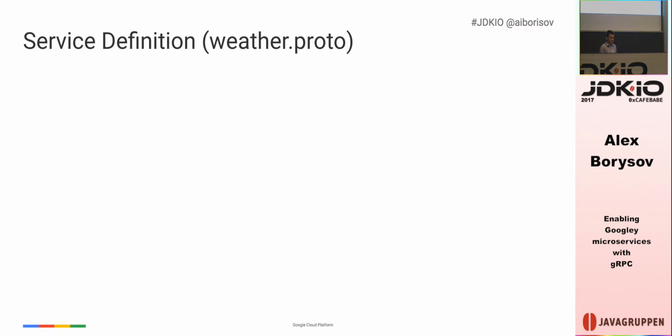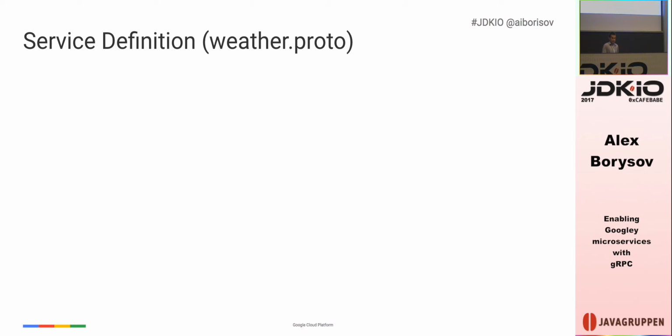Like many other RPC solutions, gRPC is built around the idea of defining your service and its methods that can be called remotely. The default out-of-the-box interface definition language, or IDL, in gRPC is protobuf.